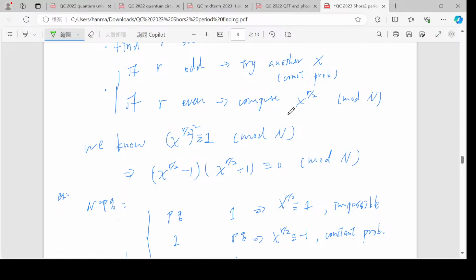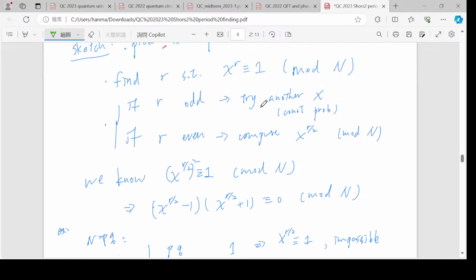You can compute x to the r over 2, because r is even, so you can compute r over 2. r is maybe a large number, but remember we have repeated squaring, so if you know r, you can compute x to the r over 2 very fast. And as we said, x to the r over 2 is kind of the square root of 1, because we know x to the r over 2, squared, equals 1, because x to the r equals 1.